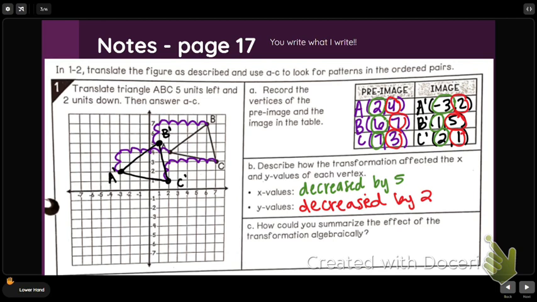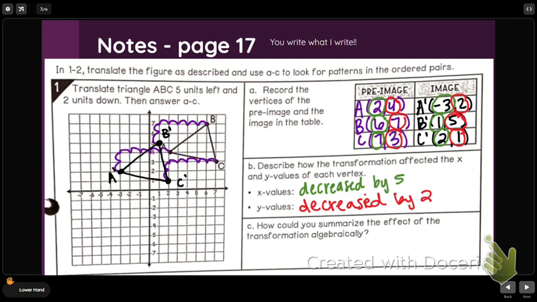C says, how could you summarize the effect of the information algebraically? Now this, just like when we had to do this for dilations, is the most important part because this is how it's going to ask you on your test. It's probably going to just tell you how the figure was translated. It went this much left or right and this many up or down.